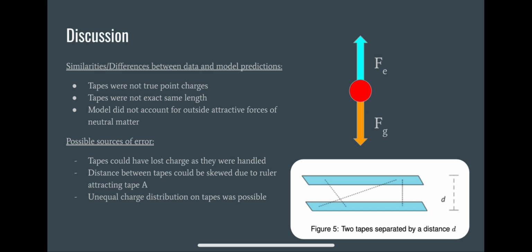Now, the possible sources of error are that the tapes would have lost charges as they were being handled. The distance between the tapes could have been skewed because as the ruler was brought closer to the tapes, the neutral matter would have attracted the two, shortening the distance between the two tapes. And finally, unequal charge distribution on each tape is possible.